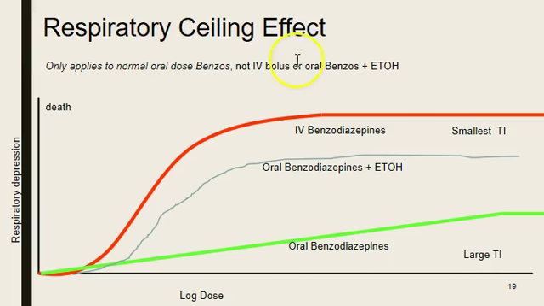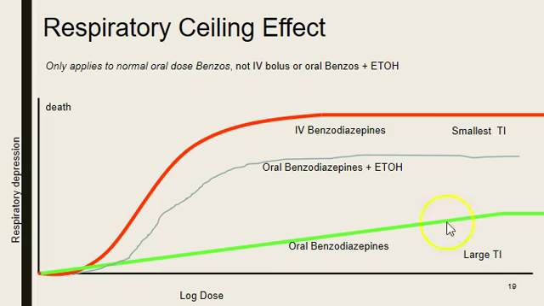They have a relatively large therapeutic index. So here's the incidence of respiratory depression. The higher you go, the worse you are on this chart, leading to death up here. So oral benzodiazepines really don't get to the 50th percentile, even in large doses, because they have a high therapeutic index.